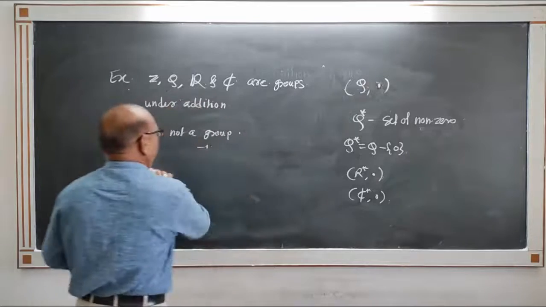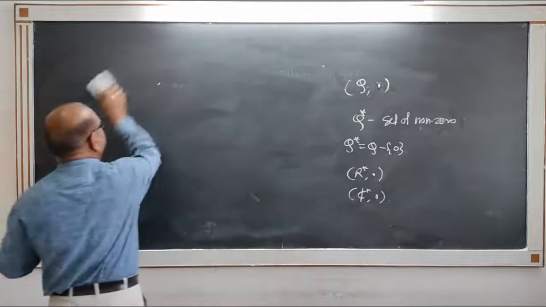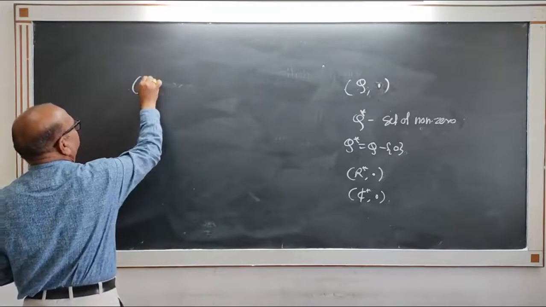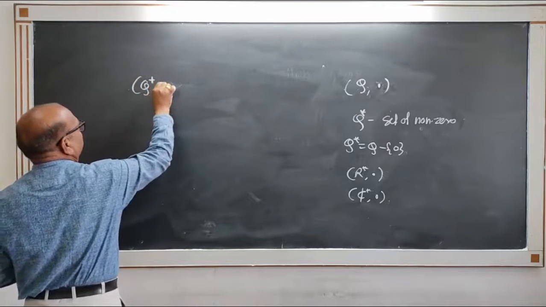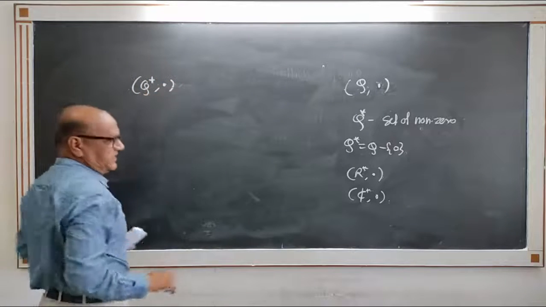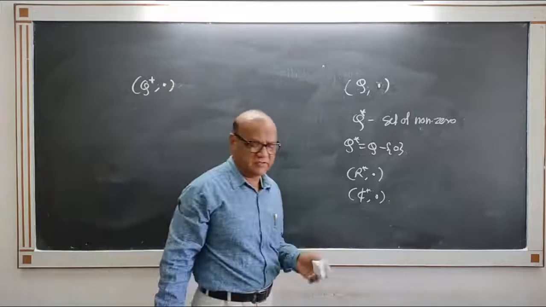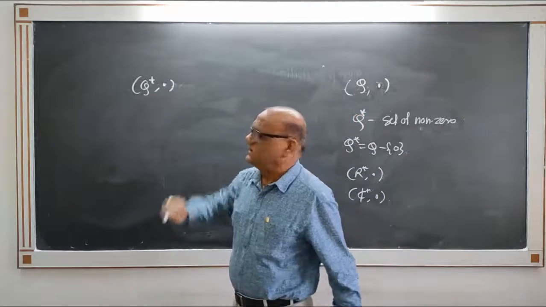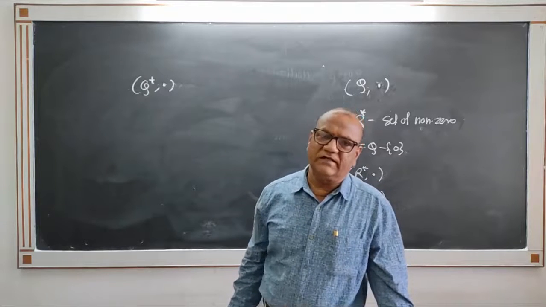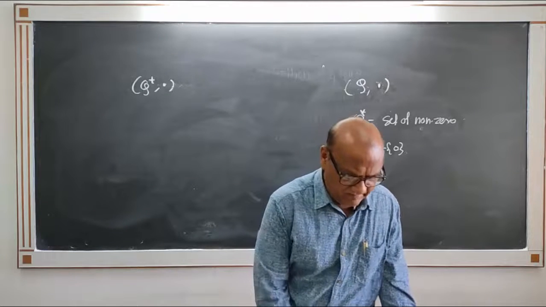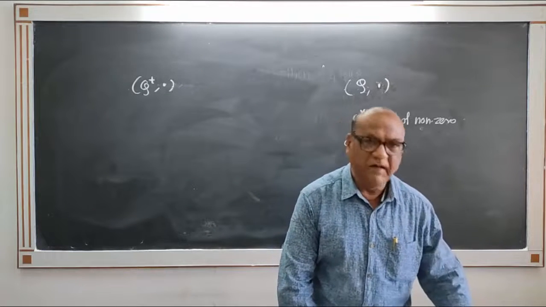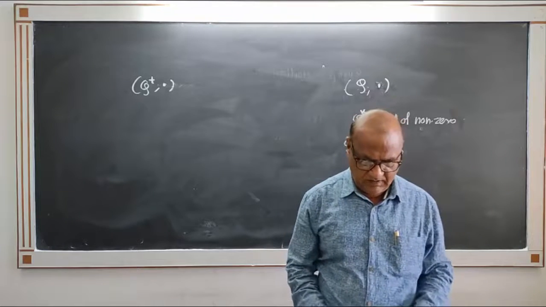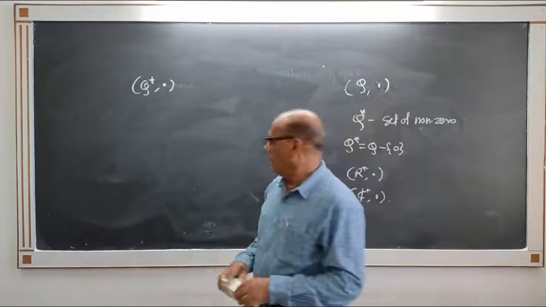Now, another example here. The set of positive rationals, Q plus, the set of positive rationals, is also a group under multiplication.